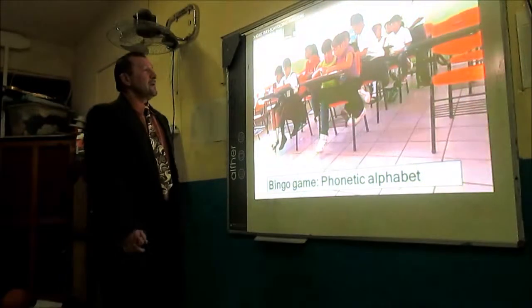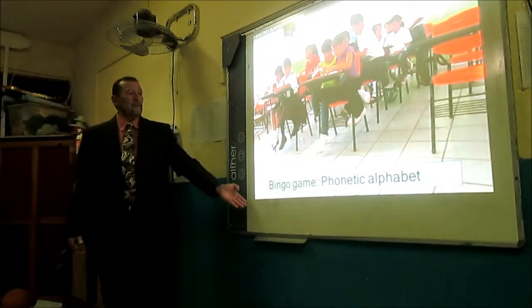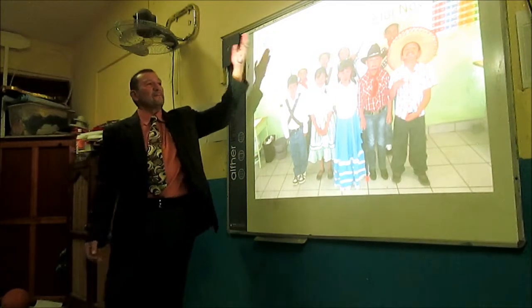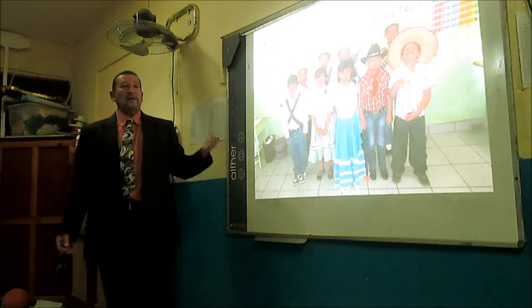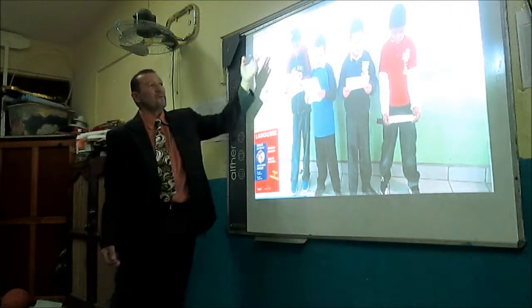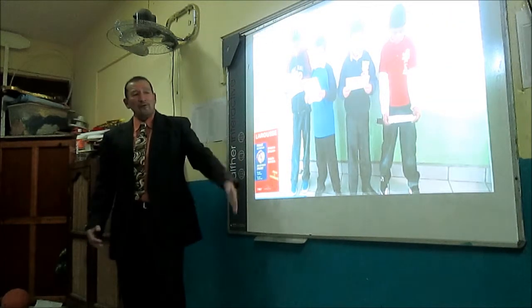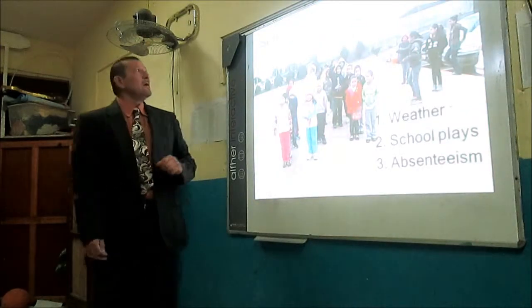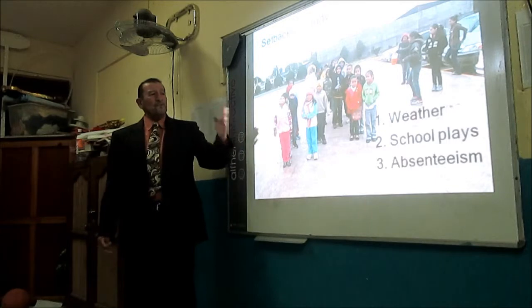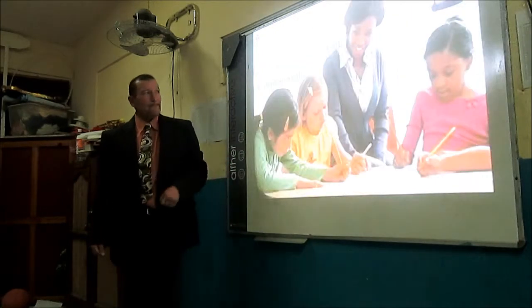This is a picture of them doing the bingo game. This is mnemonics. They did not study well because they had other school activities that took them from the class. And high frequency words, I use them in group studies. The setbacks in this study were due to weather, school plays, and absenteeism.